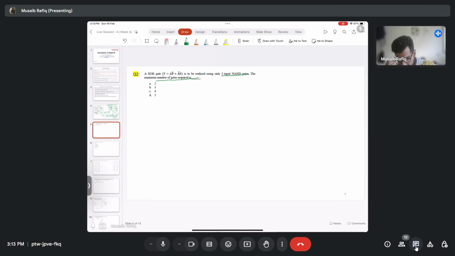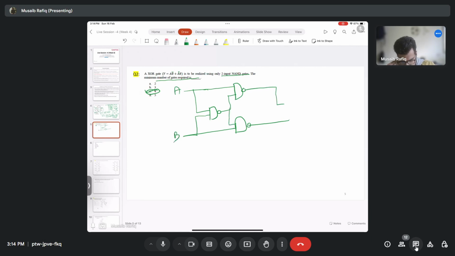So the answer is 4. The minimum number of two input NAND gates you require to implement a XOR functionality is 4. Now let's check how. So this is your circuit. Let's call the output here X and this here Y. So this here, if you check, is (AB)bar.